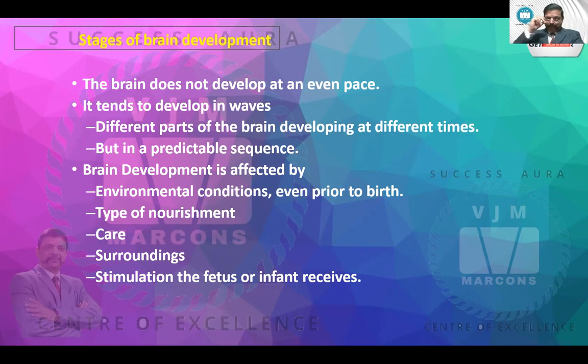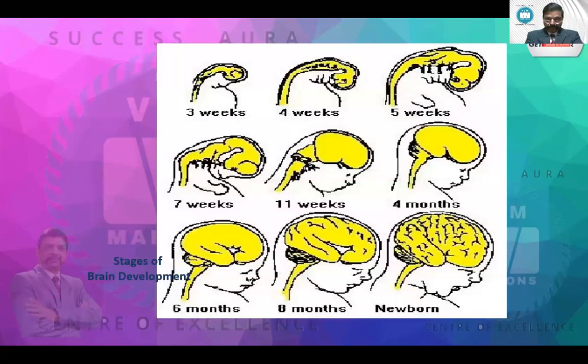Brain development is affected by environmental conditions, even prior to birth: the type of nourishment the mother has, the care, the surroundings, and the stimulation the fetus and the infant receive. These are the stages of development of the brain, right from 3 weeks to the newborn. You can see the growth. The number of neurons generated is phenomenal.